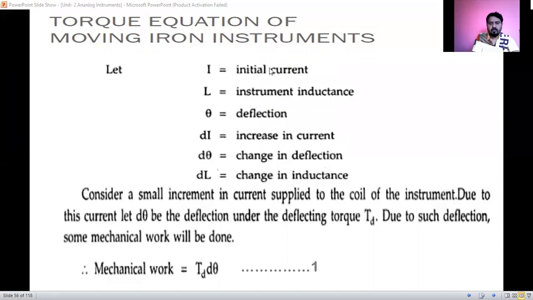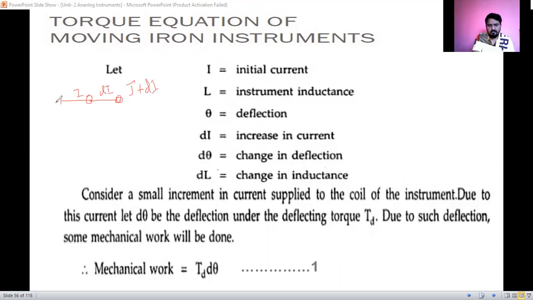Let I be the initial current. According to the principle, we are providing some current starting, that is called the initial current. After that, if I increase it, that change of current is called dI. This is dI, this is I, and the total current is I plus dI.